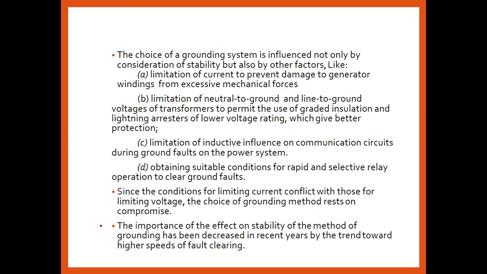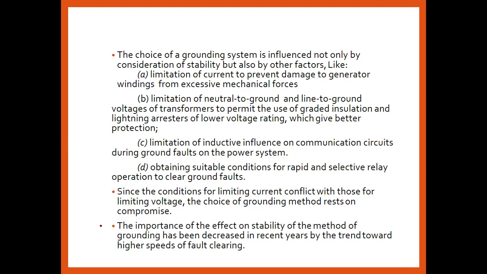Okay, and the limitation of inductive interference on communication circuits through the grounding fault of the power system should directly affect the grounding effect occurring on the transmission line. Obtaining suitable conditions for rapid and selective relay operation to clear the ground fault is a better solution as compared to grounding.